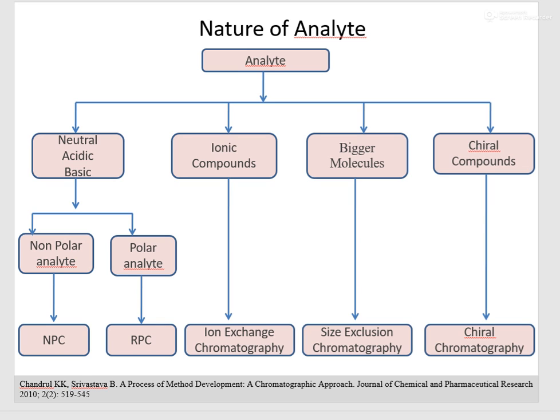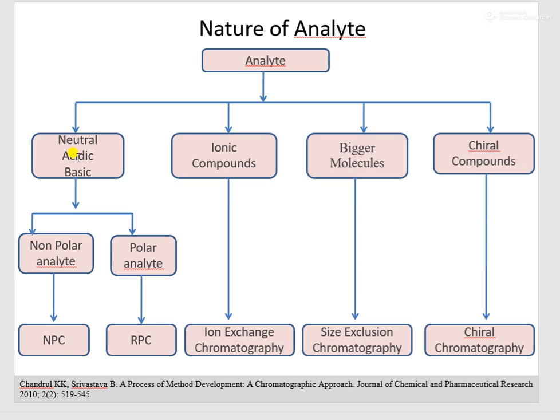One by one we will see nature of analyte. Now nature of analyte: the analyte can be neutral, acidic or basic. It can be an ionic compound. It can be some big molecules like DNA, RNA, carbohydrates, or it can be chiral compounds. So depending upon nature of analyte, you have to select type of chromatography or type of HPLC.